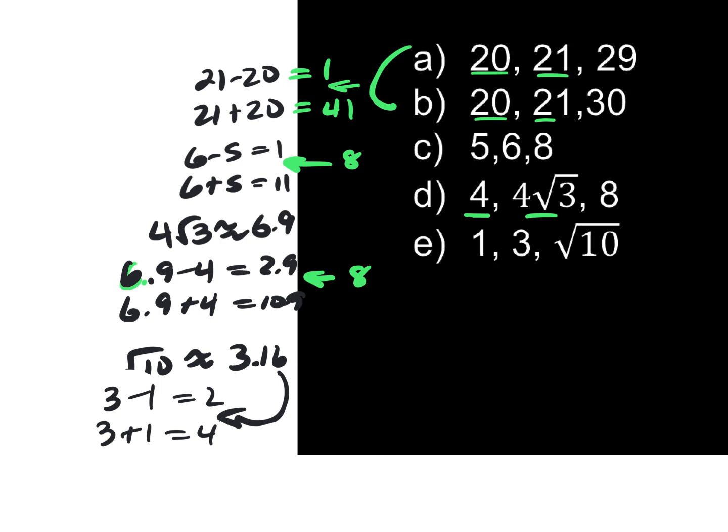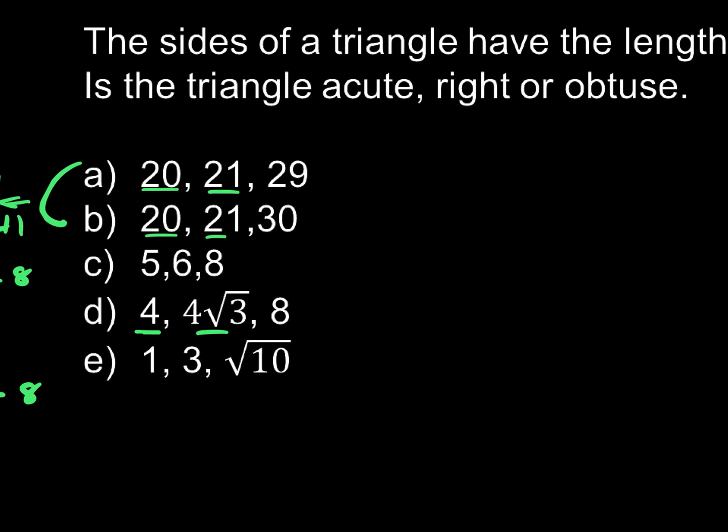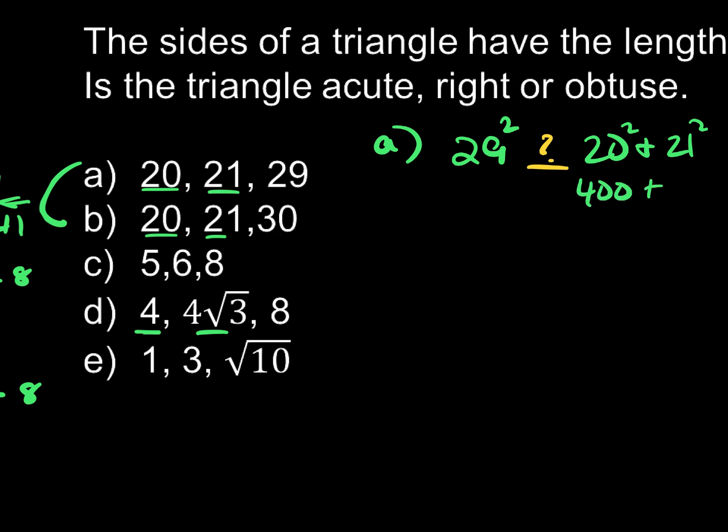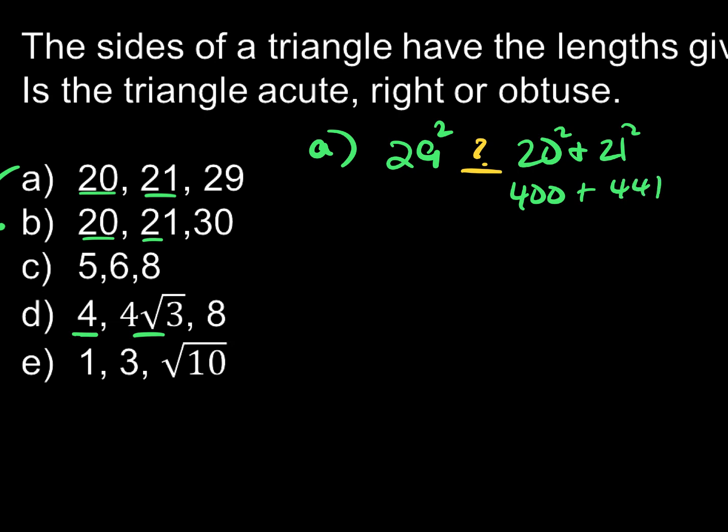Now I just have to figure out what type of triangle A, B, C, D, and E are by squaring them and then comparing the c squared value. So let's go ahead and try part A. For part A, what we're gonna do is take c squared, the biggest number. And again, I'm gonna put a little question mark here because I don't know what symbol's gonna go in here yet. And then I'm gonna square 20 and 21. I'm gonna add 20 squared. 21 squared is 441. And then 29 squared is 841.